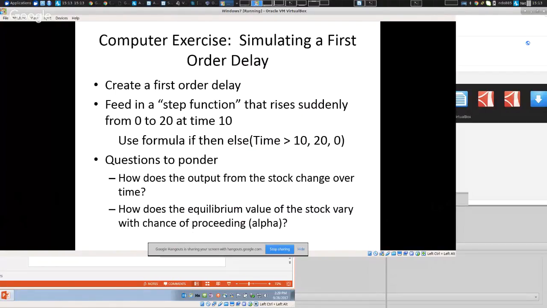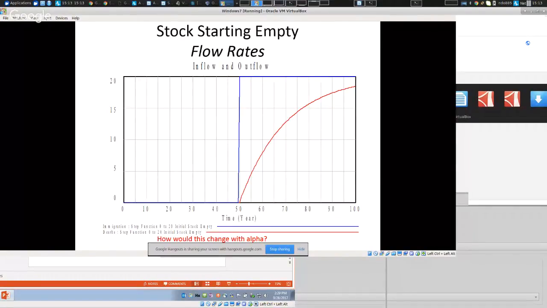Ladies and gentlemen, suppose we had a first-order delay, and we have an inflow to the delay that increases suddenly at time 50. Suppose the stock starts empty. By the way, I show this as increasing at time 50 for convenience, because the stock is empty. It helps communicate that. But we can just as easily deal with a model that starts with an inflow that's high. But here, the inflow at time 50 is going up to 20.